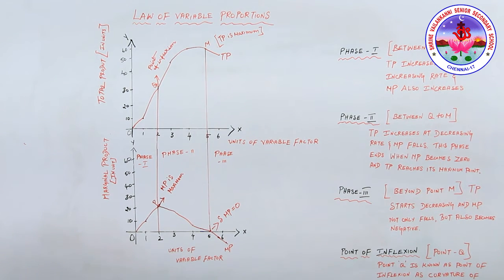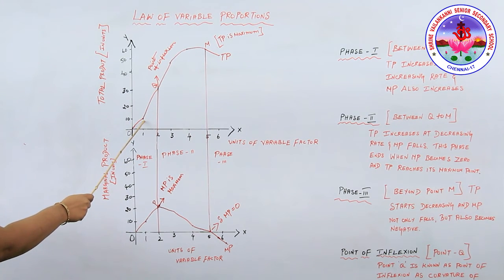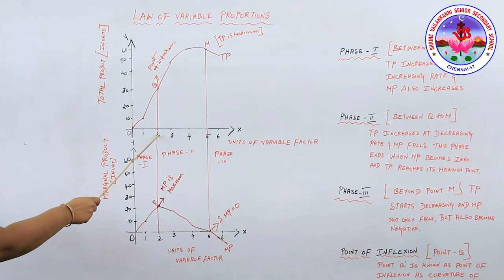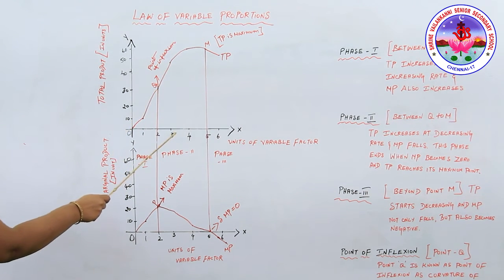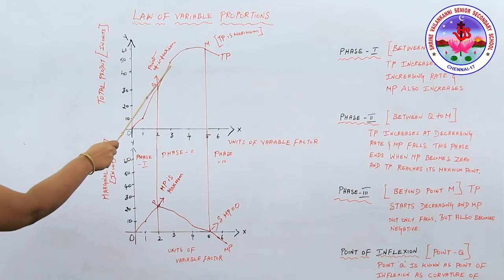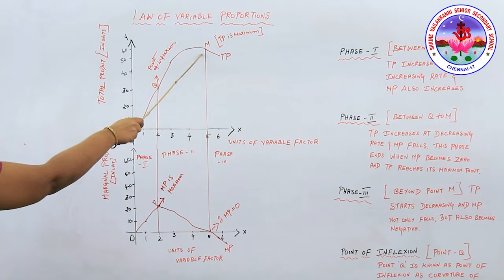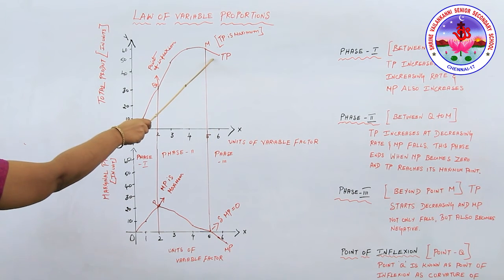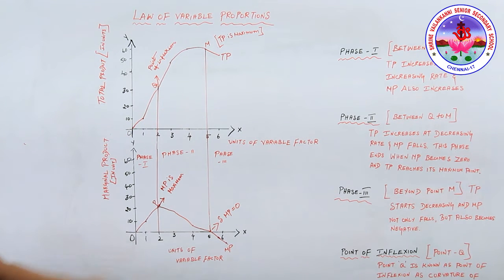Okay, now when labor is 1, 10 units of total product. Yes, now when labor is 2, I have marked 30 units of total product. When 3 labor, 45. When 4 labor, it's 52. Again for 5 labor, it's 52. And for the 6th, what have I marked? 48. So this is our TP curve.